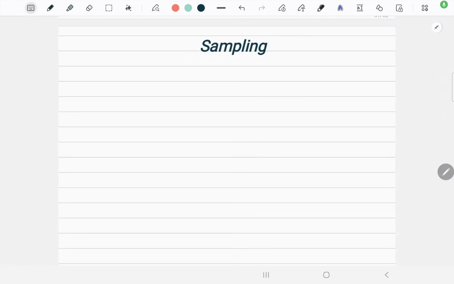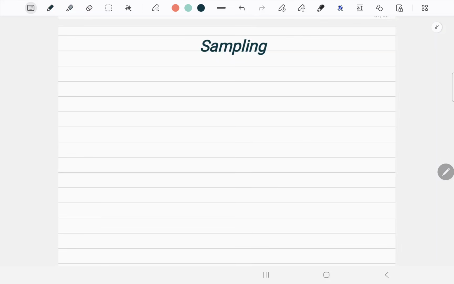Hello students, let us discuss the fifth module, sampling. Now sampling is a very interesting topic and it is of great use, especially when you are doing research or in your project works, right? So let us start with sampling and first let us try to understand what is the meaning of sampling.